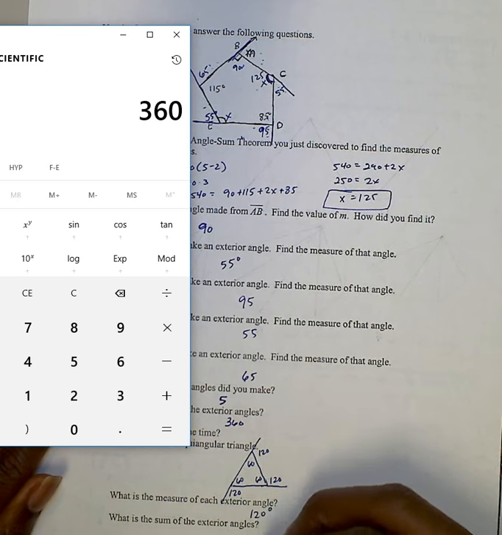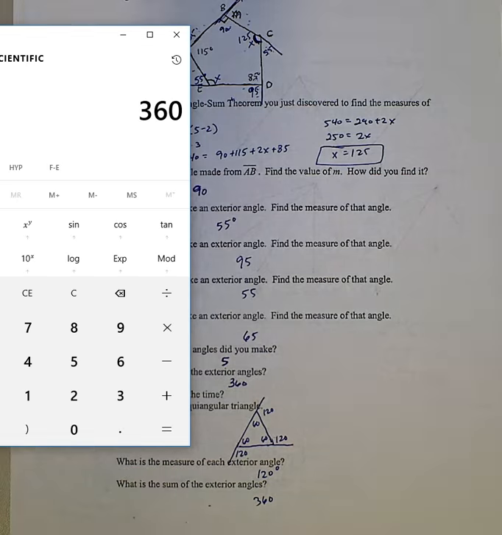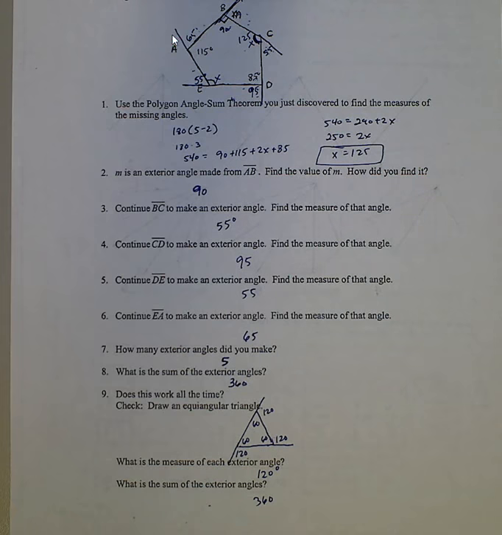360. Okay, in a polygon, the exterior angles will always add to give you 360. Alright, so that's the interior angle polygon sum theorem and the exterior angle polygon sum theorem. Alright, continue the notes.